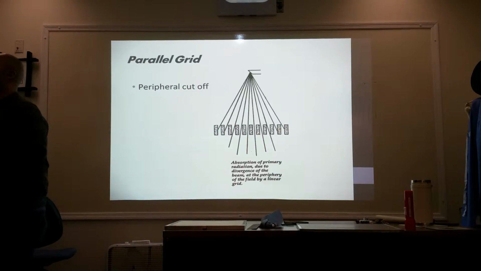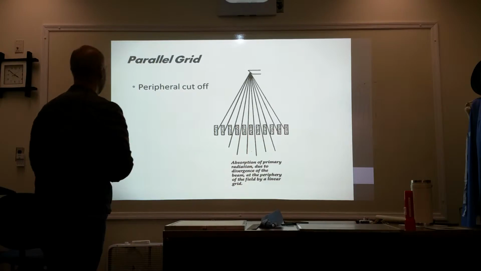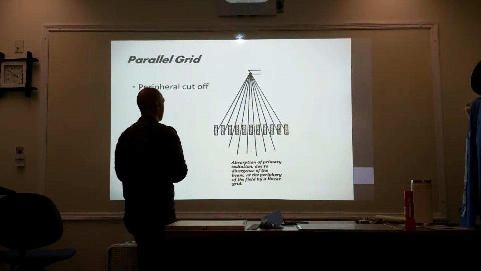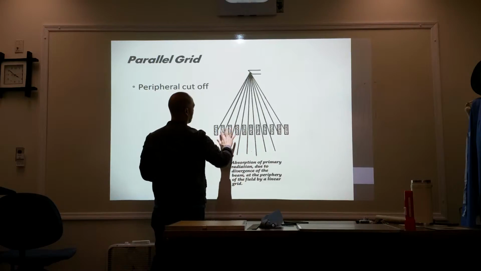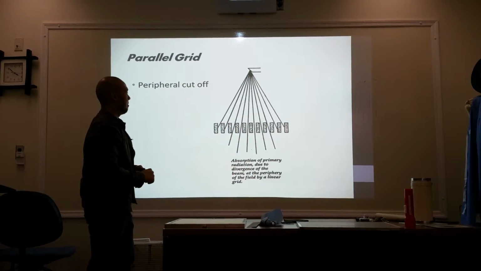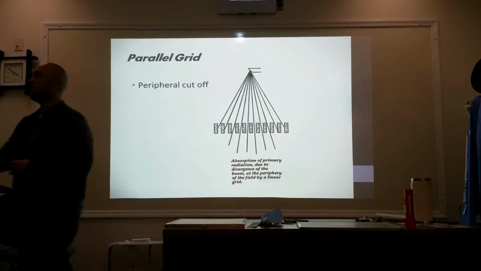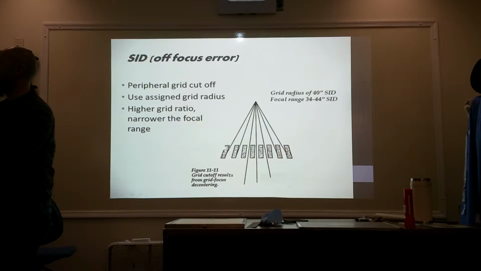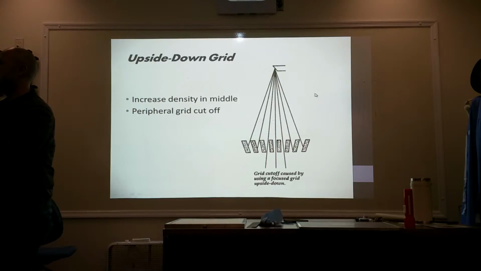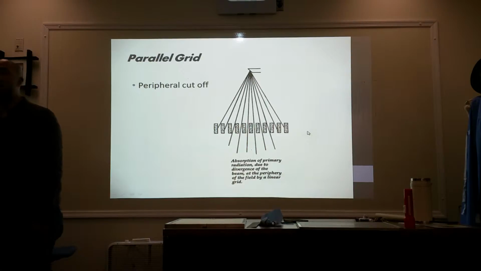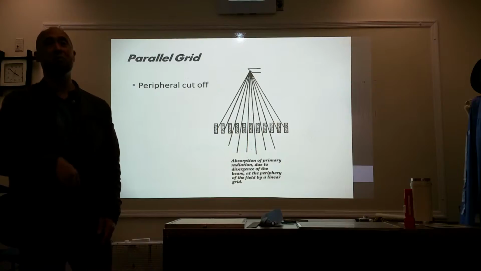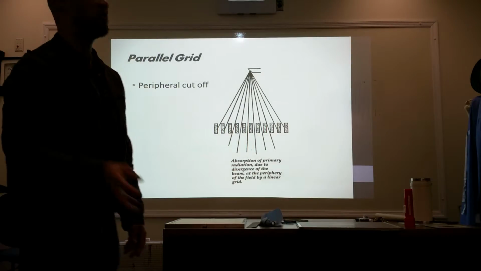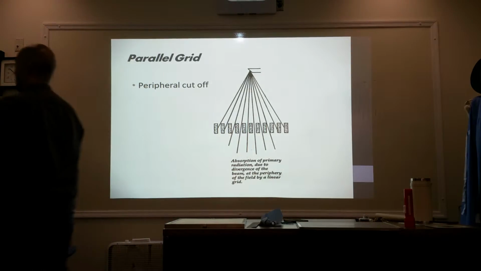All right, and then we have the parallel grid. Okay? Non-focus grid, the strips are upright. You're going to have peripheral grid cutoff if you don't match your grid radius. Remember your grid radius? Grid radius is right here, your suggested SID. Okay? So with this parallel grid, you should match the grid radius. If they say 40, try to stay as close to 40 as possible. All right.